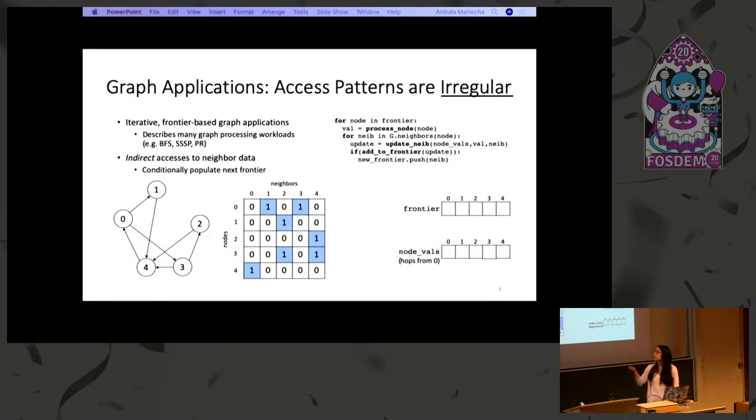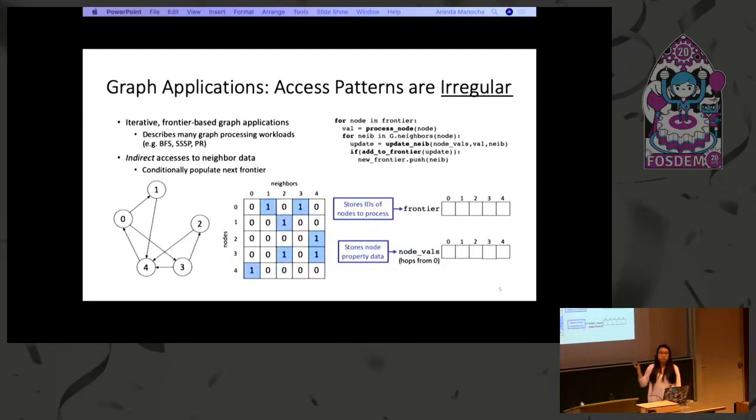So what does it mean to be iterative frontier based? Well, like we saw, we have a frontier of nodes. We have multiple iterations to traverse the graph, and within each iteration of the algorithm, we have a frontier of nodes that contains the IDs we want to process. And then we also have this flat array node vals, which stores the per-node properties. Depending on the objective of the algorithm, we store a different type of data for each node. In breadth first search, this would be the number of hops away from our given source node. And then on the right, we have the kernel template for these iterative frontier-based graph applications.